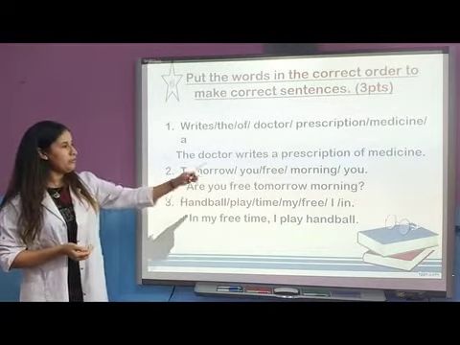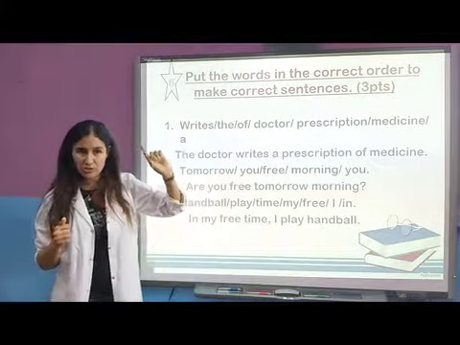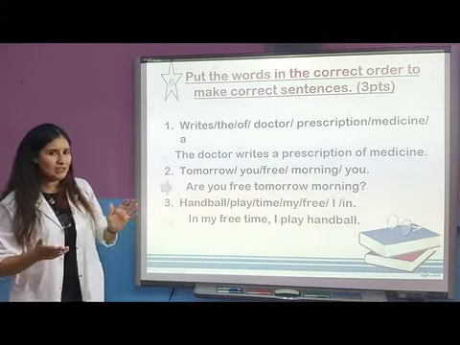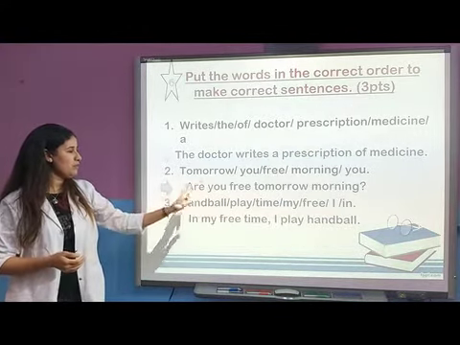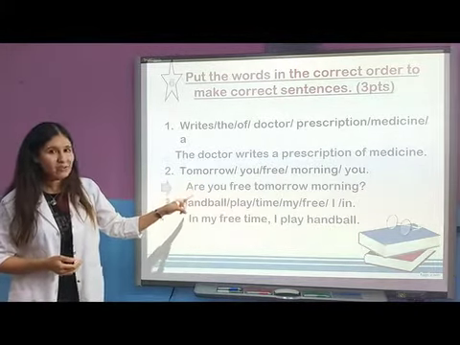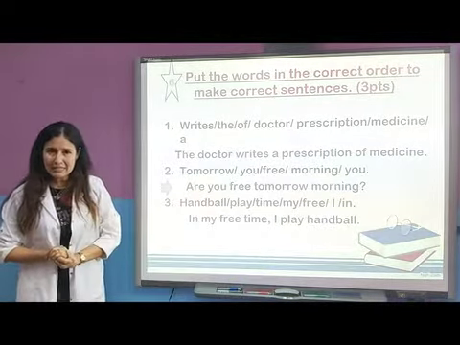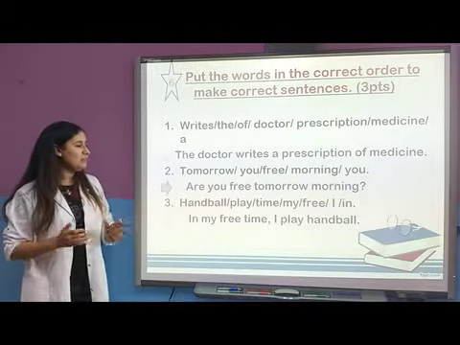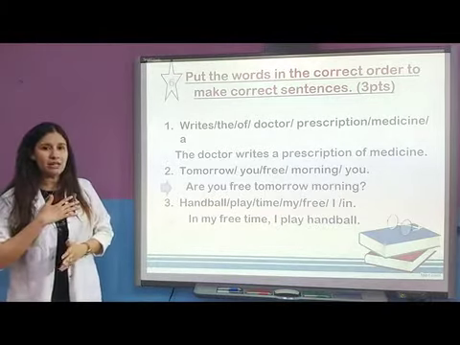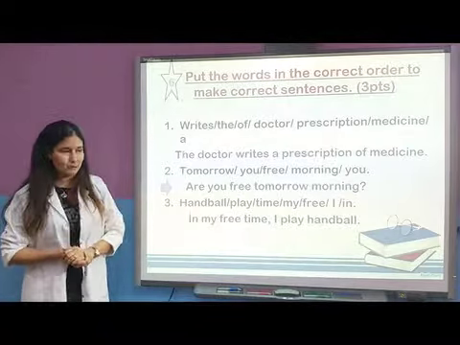Number 2: tomorrow, you, free, morning, and you, as I've told you before, you will be using you just once. Are you free tomorrow morning? Which is a question. And why? That's why we invert. We put the verb to be at the very beginning because the verb to be doesn't need an auxiliary at all. So that's why you put are, the verb to be, plus the subject, and you finish your sentence. And the last one: handball, play, time, my, free, and the subject pronoun I. In my free time, I play handball.